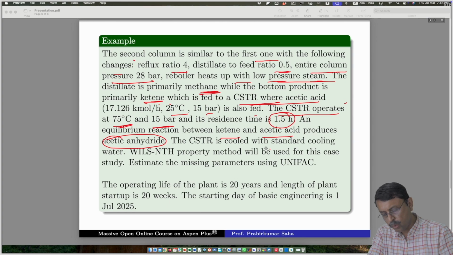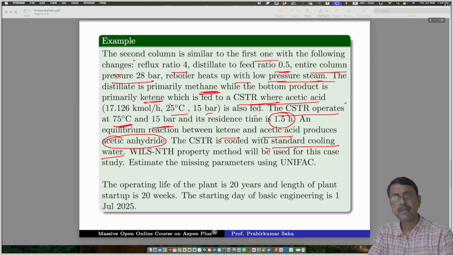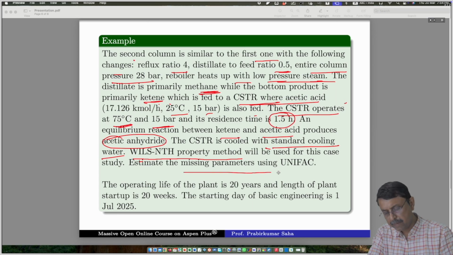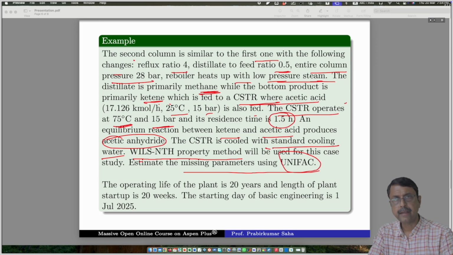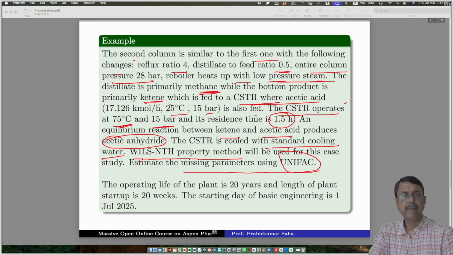The CSTR is cooled with standard cooling water. Again, we are introducing another utility, that is cooling water. Now all these utilities are available in Aspen Plus, so we just have to call them and use them in our process. The property method has been given, the Wilson NTH property method, that will be used in this case study. And we have to estimate the missing parameters with UNIFAC. So in the property parameters, we have to tick that, estimate the missing parameters with UNIFAC.